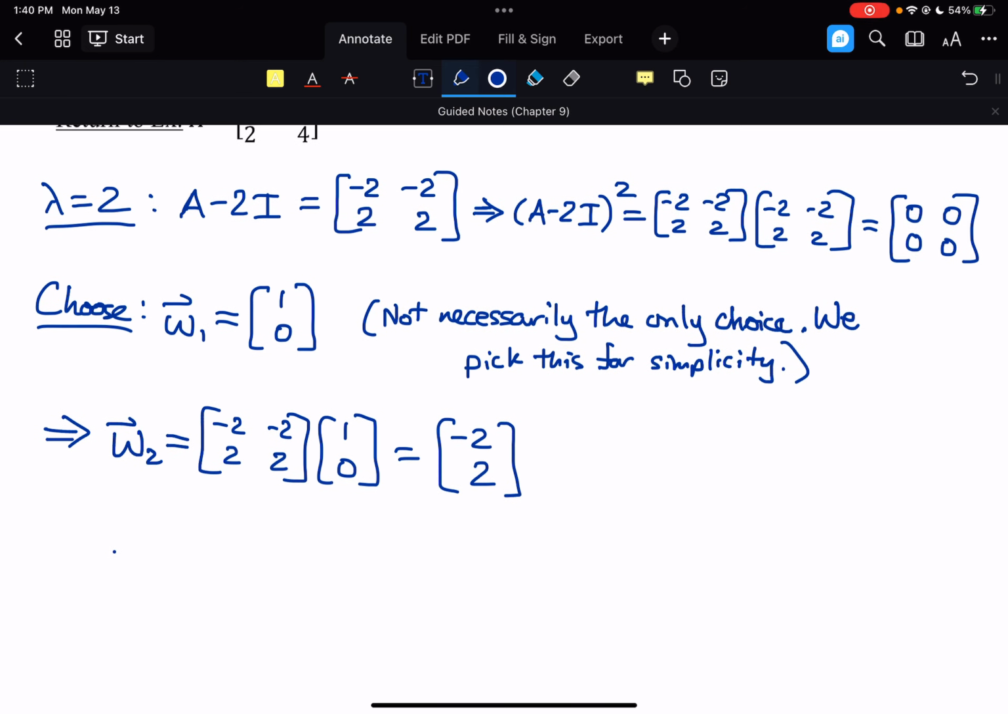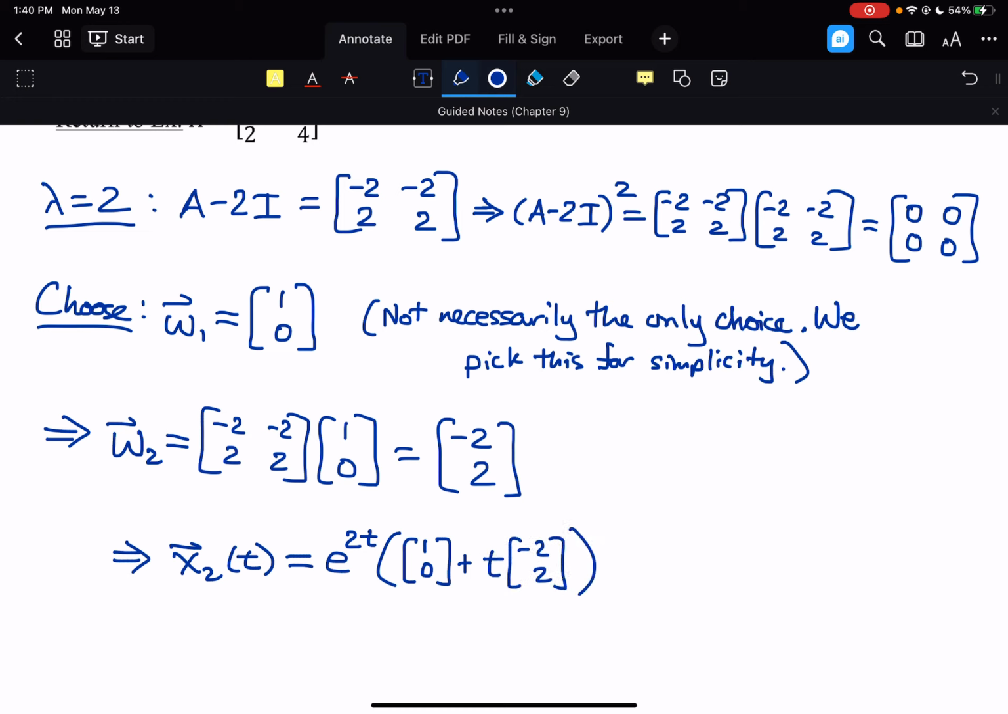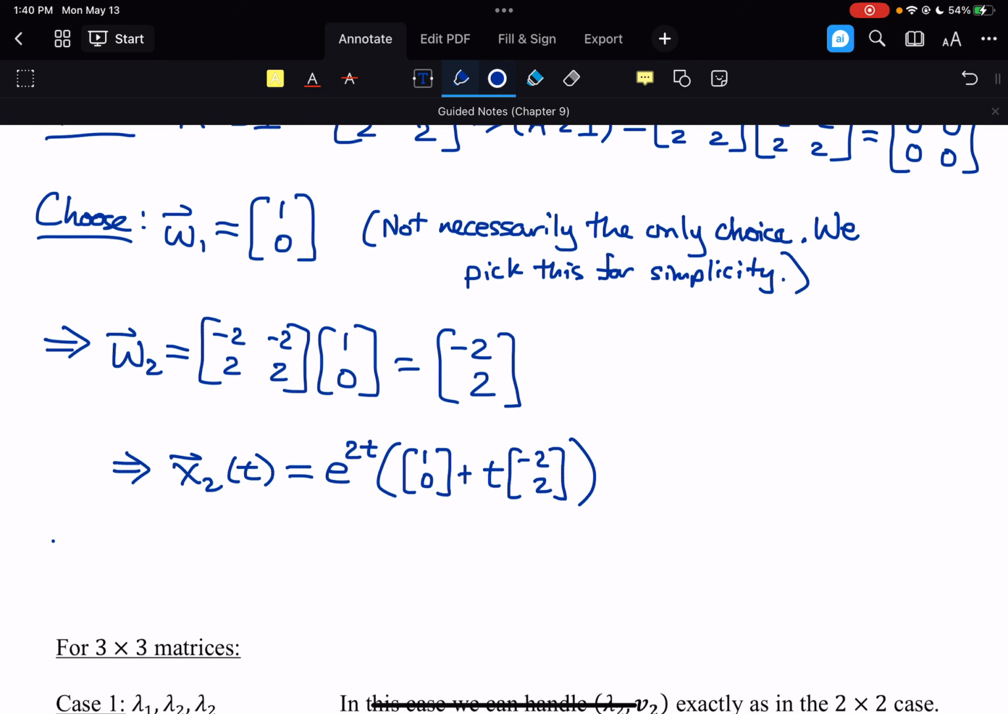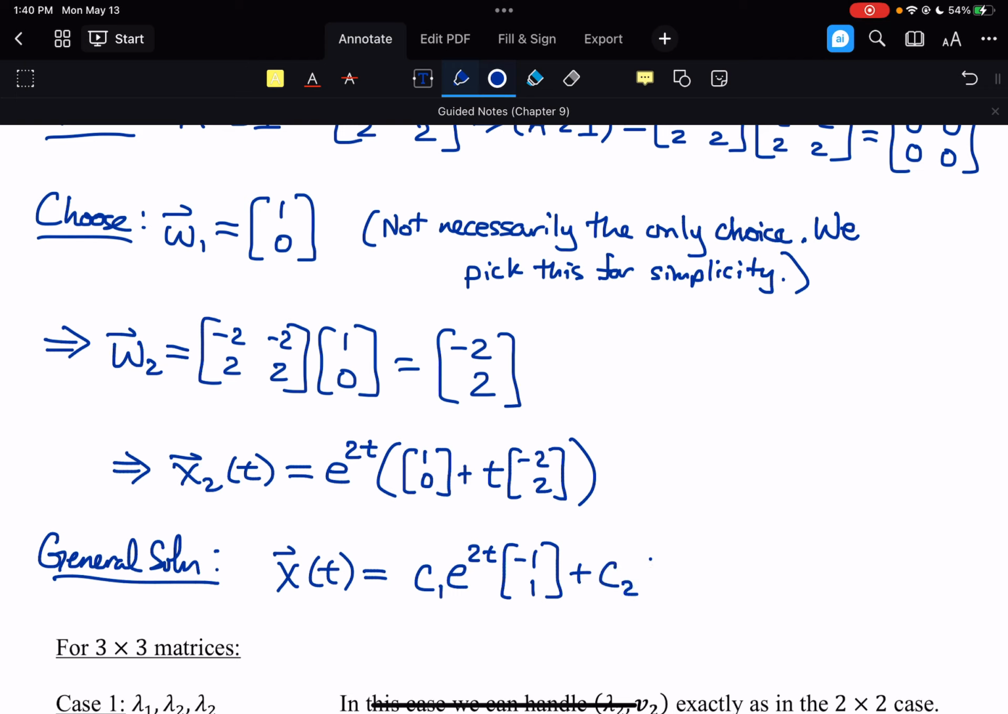So that gives us our solution for x2. That's going to be e to the 2t times W1 plus t times W2. So that's 1, 0 plus t times negative 2, 2. So our general solution, x of t, is going to be the linear combination of x1 with x2. x1 we found on the previous page. So that's C1 e to the 2t times negative 1, 1, plus C2 e to the 2t times 1, 0 plus t times negative 2, 2.